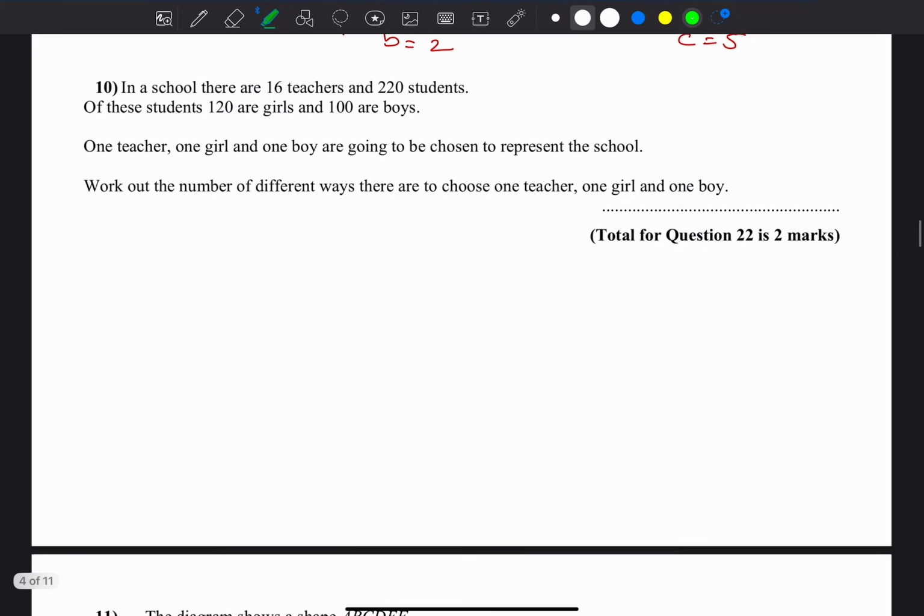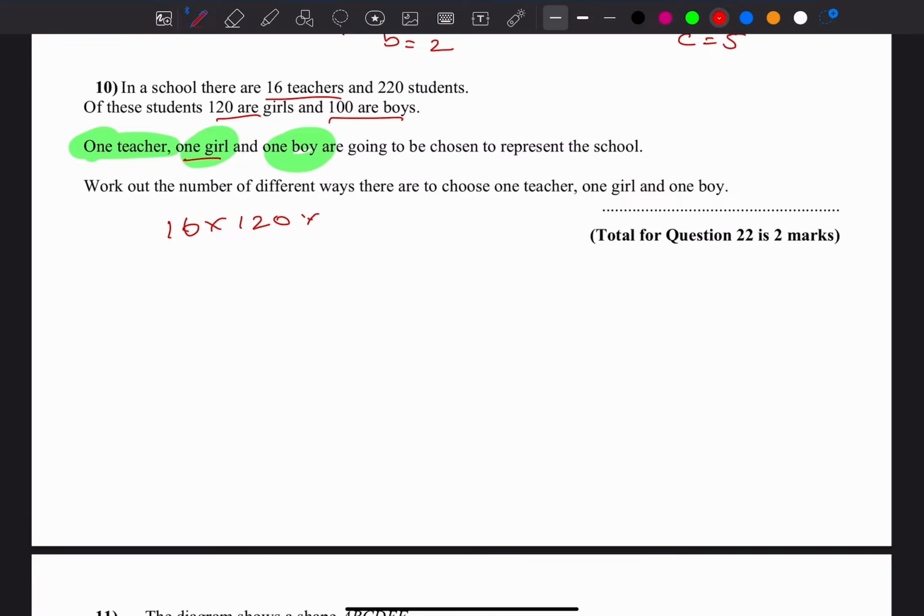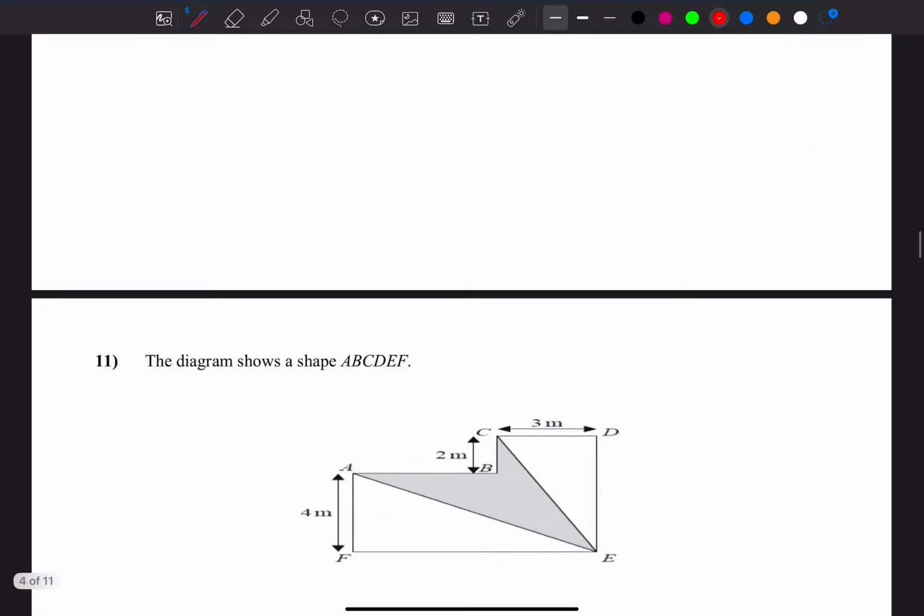One teacher is going to choose one boy. Sorry, one teacher is going to choose one teacher. One teacher is chosen, one girl is chosen, one boy is chosen. So how many teachers are there? 16 teachers. How many girls? 120. How many boys? 100. How many different ways of being chosen? That's it. 16 times 120 times 100. 192,000. Okay, so it's only 2 marks, so you would know that it wouldn't take that much working out anyway.